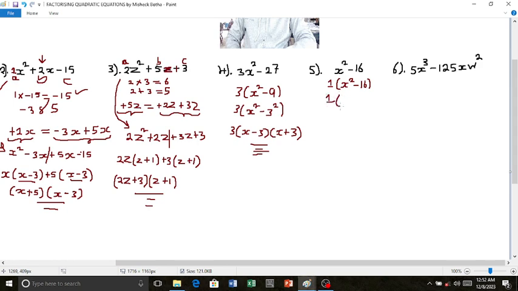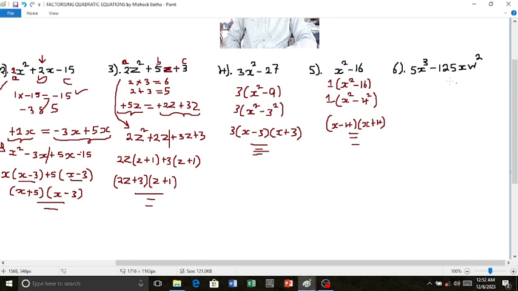Okay, again, so we can write 16 in index form, right? So if we write 16 in index form, this can be written as 4 squared. And this becomes the difference of 2 squares. So one bracket will carry a negative, that's x minus 4, and another bracket will carry a positive, that's x plus 4. So those two are the factors of the quadratic expression we have on top.